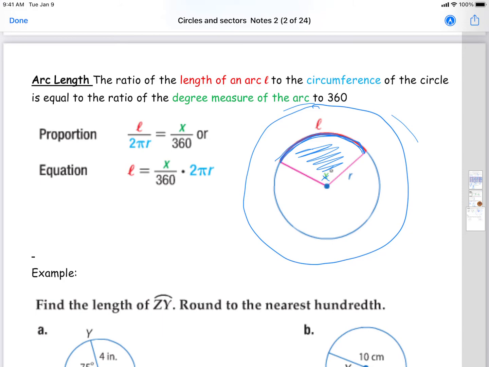So a key thing to think about is sector over whole is equal to central angle over 360. It's the best way to think about it. No matter what, whenever you're trying to set up these proportions, that's the way you should think about it.